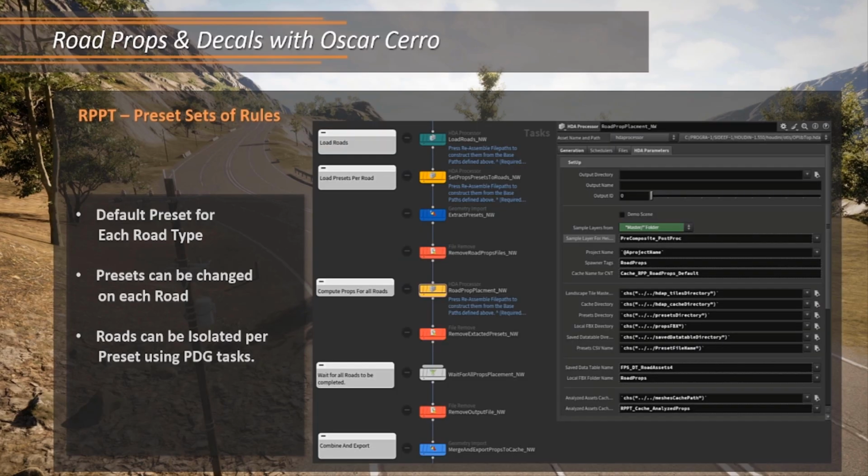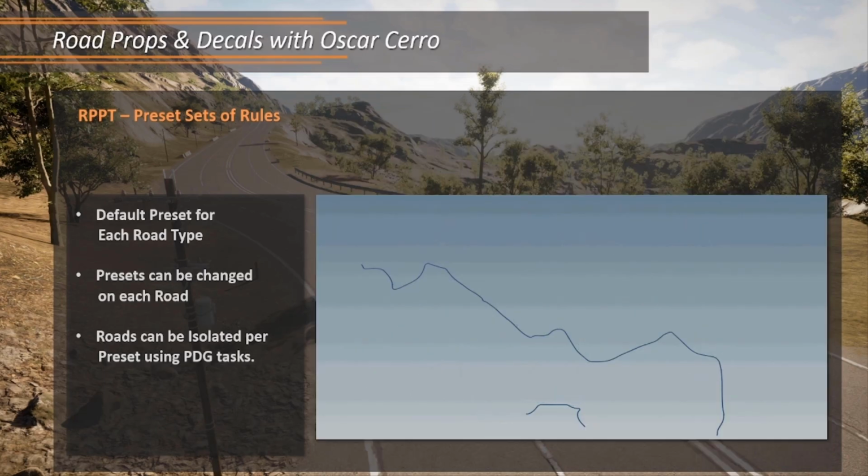To apply presets automatically to the roads, we group these roads by shared presets using a PDG task, apply the appropriate preset to each road group, and then merge the results. This approach allows the entire road network to be dressed with variations between the road types. And now, we have automation in the system. If there is a change on the presets, on the road network, or on the assets, simply retrigger the PDG network, and your updates will be applied across the entire map in just a few minutes.